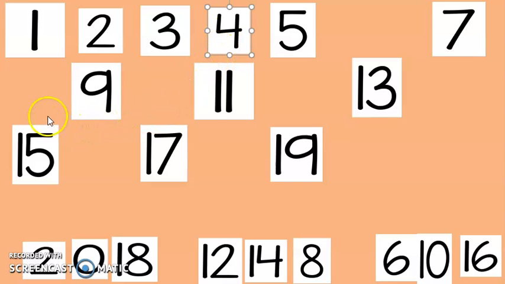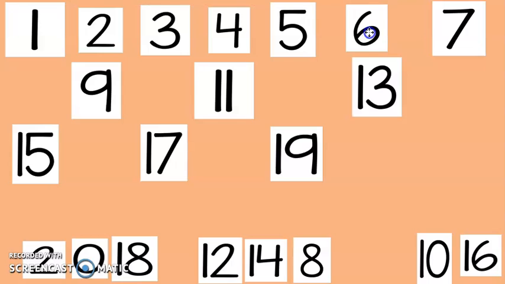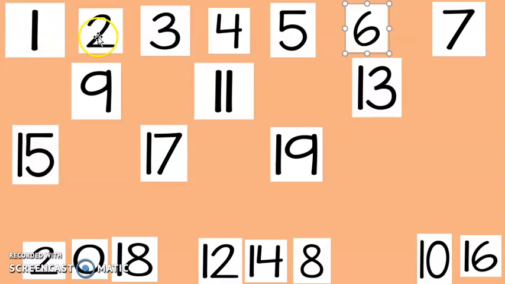Let's count again. 1, 2, 3, 4, 5. What number goes there? Good job, 6. So Mr. Begay is going to bring 6 up here. Now here's our number chart. Looking really good now, first graders. Follow again. Let's count. 1, 2, 3, 4, 5, 6, 7. What number goes there? Good job.